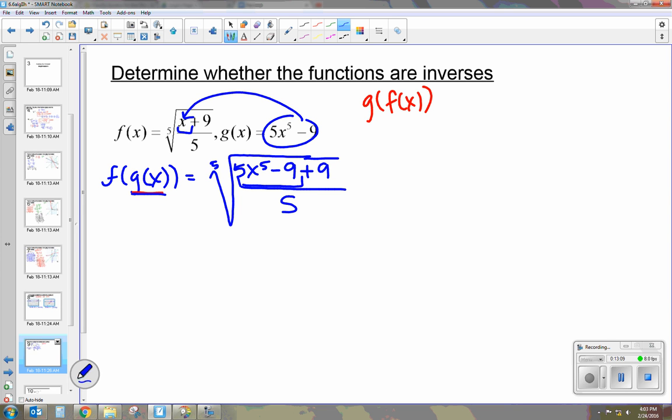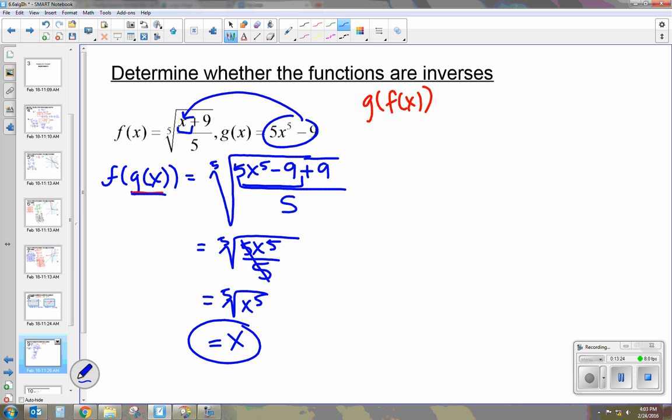So we plug that in, and now we can just simplify. So we now have the fifth root of 5x to the fifth over 5. Those 5's cancel. We get the fifth root of x to the fifth, and that cancels to just x.